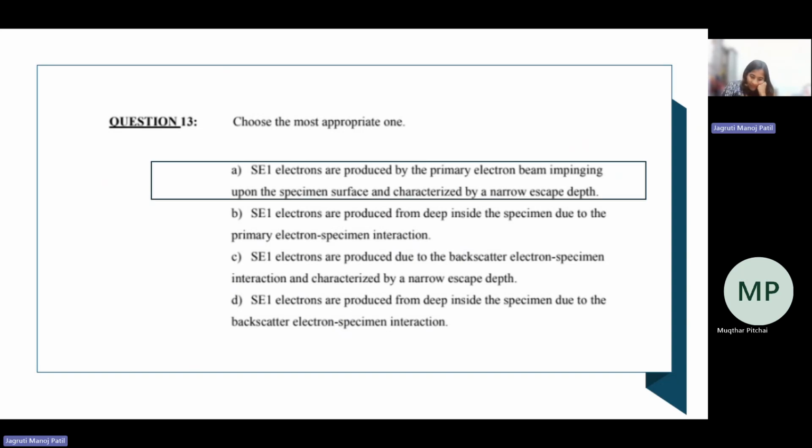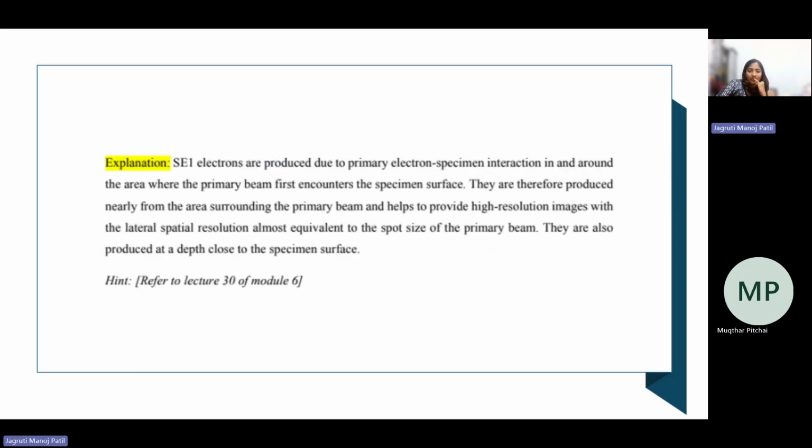Exactly. So when you read secondary electrons, leave out those from deep inside, or those due to backscatter. Just look at the first one, from primary electrons that are impinging on the surface and are characterized by the narrow escape depth. This escape depth determines the sample size of the pair that's being created after scattering. So that's our escape depth.